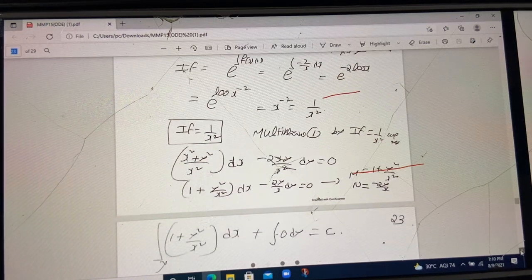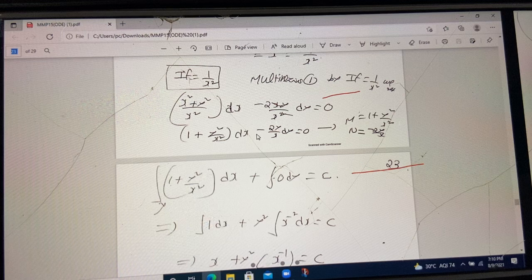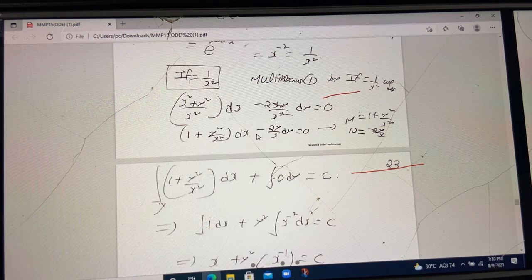Now, you need not check whether it is exact or not. Automatically it will be exact. Why will it be exact? Because we have multiplied by the integrating factor. The purpose of the integrating factor is to make it exact. So you need not recheck. Don't be too doubtful. It will automatically be exact if you multiply by the integrating factor. You need not doubt the method.